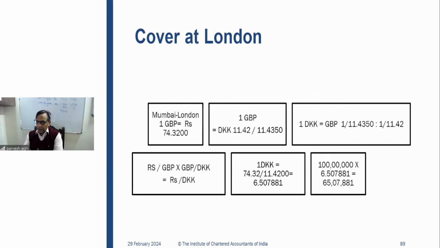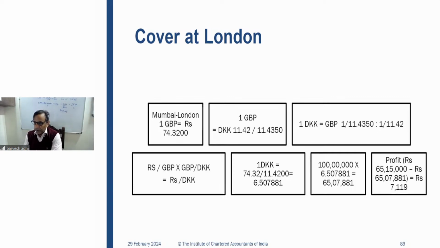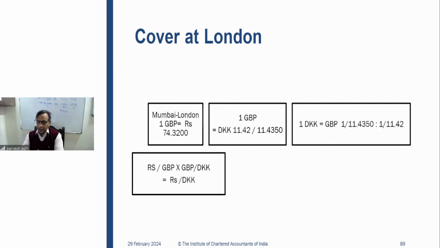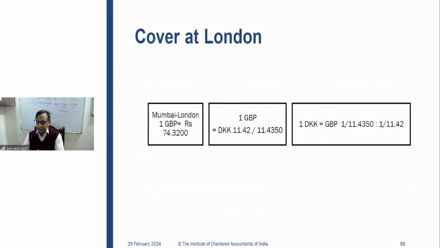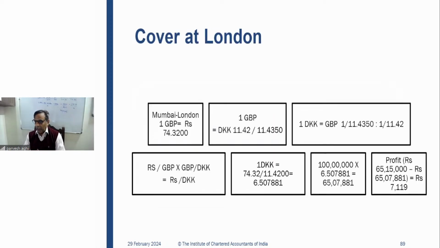So they're going to buy. When they buy, they found that they could have bought it at 6.50788. Now they quoted a higher rate to the customer at 6.51. So that means in the process, they were making a profit of 7,119.